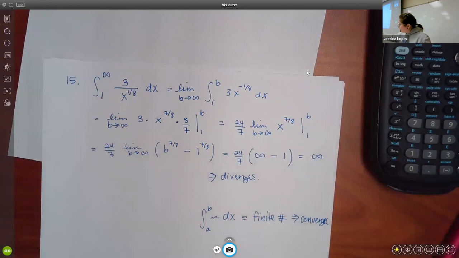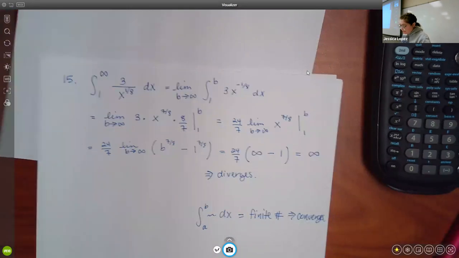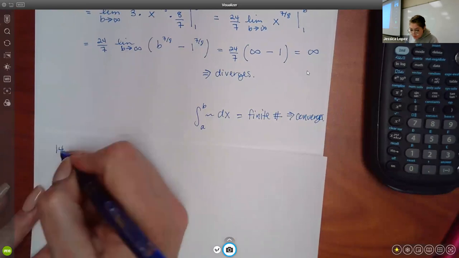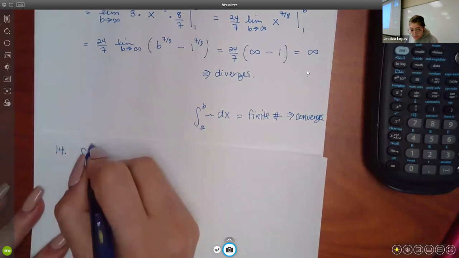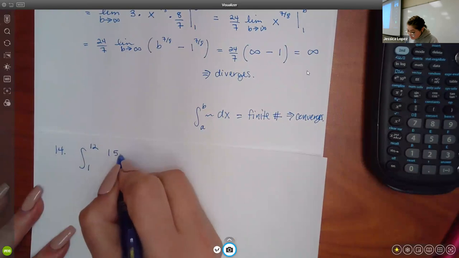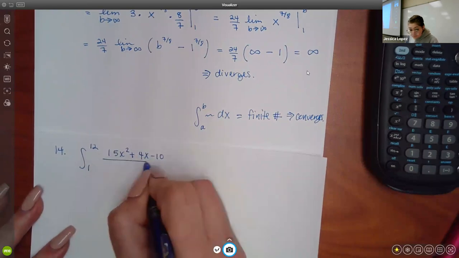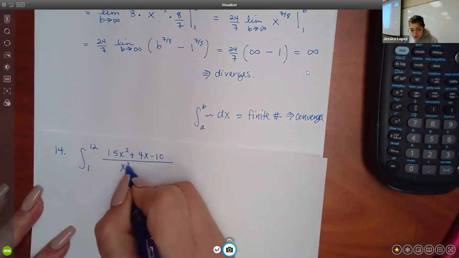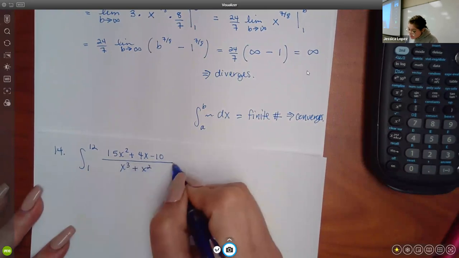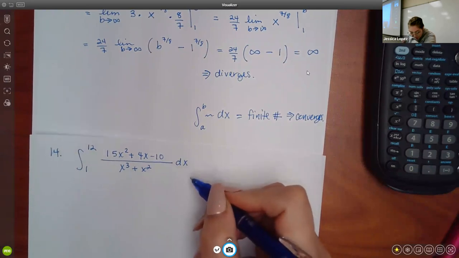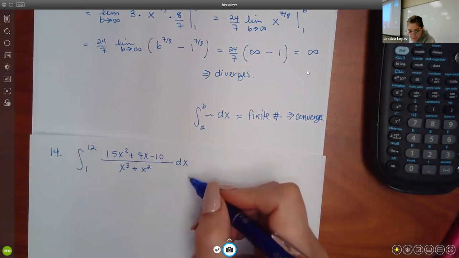So I think we can go to number 14 and maybe try to set it up, but we probably won't be able to finish it all. And I'm not sure if this is one of those ones where you might not be able to use a calculator, but I think you should be able to use a calculator.